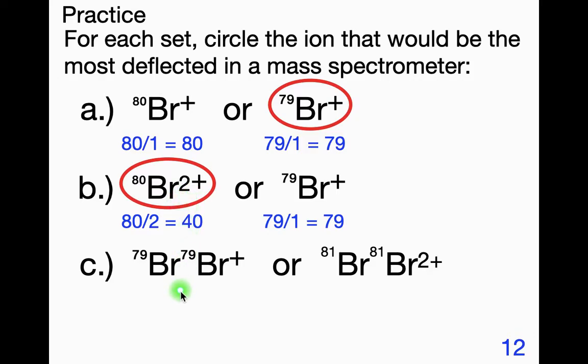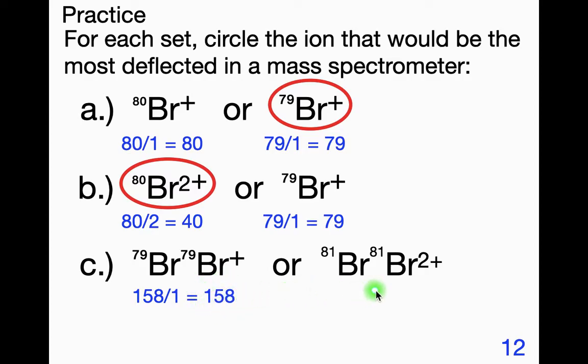Now for C, what you're looking at is the molecule bromine. And you might remember that bromine is a halogen, and all halogens are diatomic. So here, both bromine atoms in the molecule are bromine 79, and one electron has been removed from the molecule to give it a positive 1 charge. The only difference here is that we have two atoms, so we just need to add those masses together and then divide by the charge. So it'd be 158 divided by 1. So the mass charge ratio would be 158.